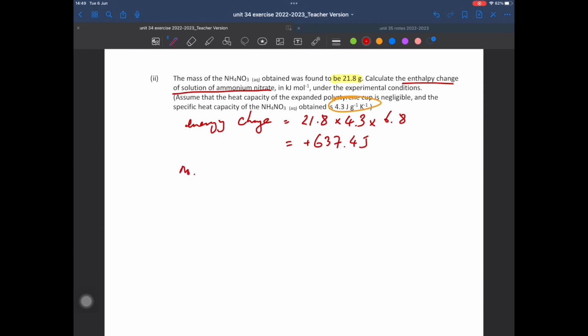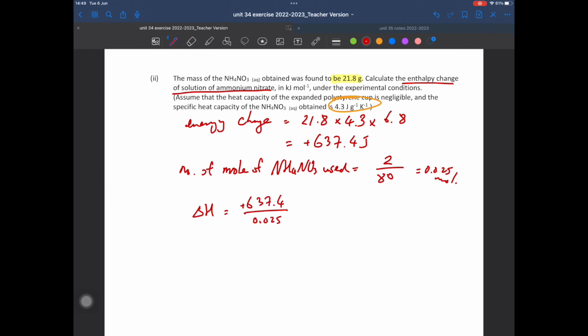What about the number of moles of ammonium nitrate we use? I found the molar mass of ammonium nitrate first, and here is the answer. Finally, it is the delta H. Now remember, this is an endothermic reaction, so the positive sign should be kept like this.